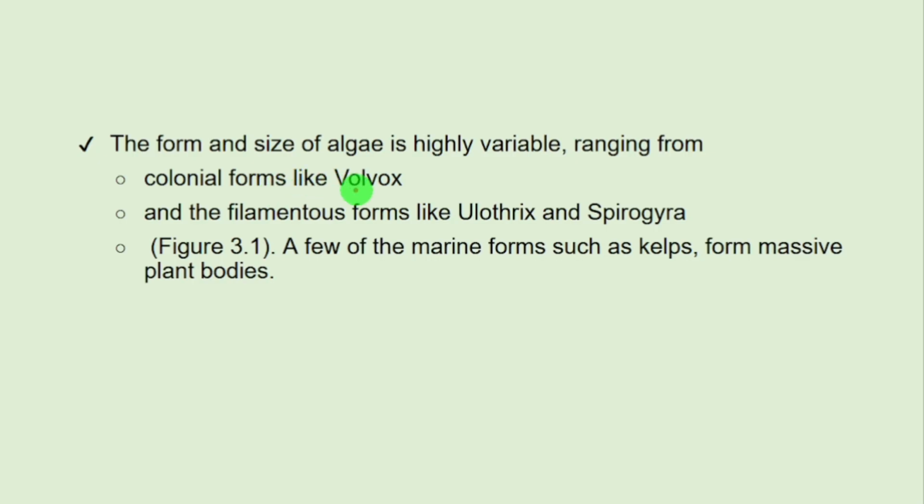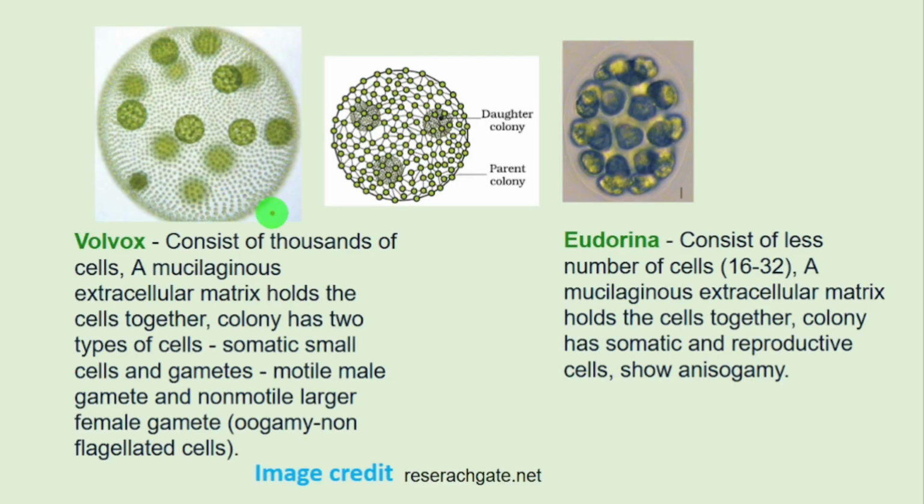The form and size of algae is highly variable, ranging from colonial forms like Volvox. So colonial will look something like this. This image is given in NCERT. So you can see there is a mucilaginous sheath. It is extracellular matrix and it holds cells together. So these are all cells here. And inside you can see daughter colony. So reproductive cells are inside. This colonial structure is Volvox.